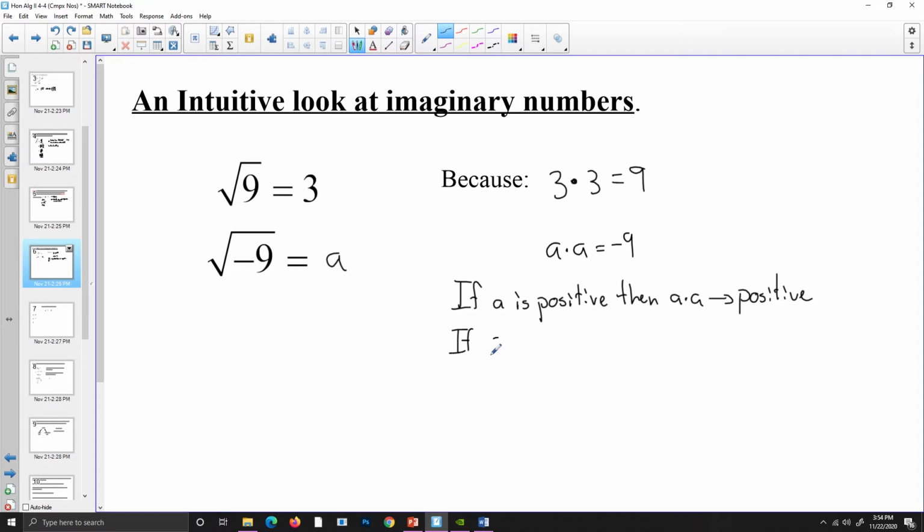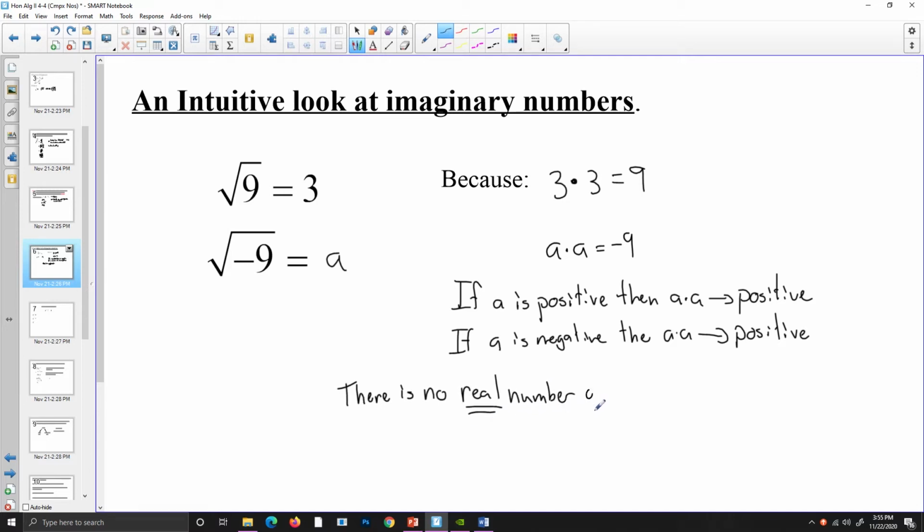If a is negative, then a times a will still yield a positive. So we have a little bit of a dilemma. There is no real number a that makes the square root of -9 equal to a.